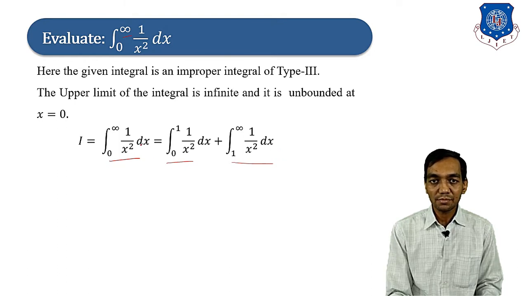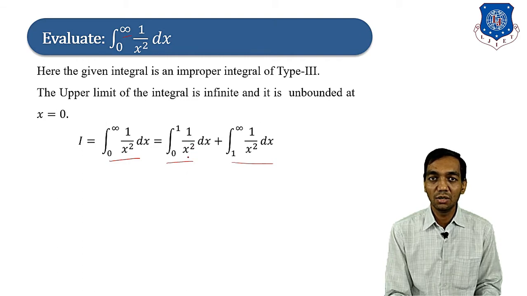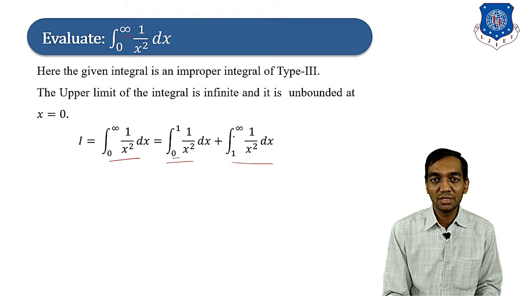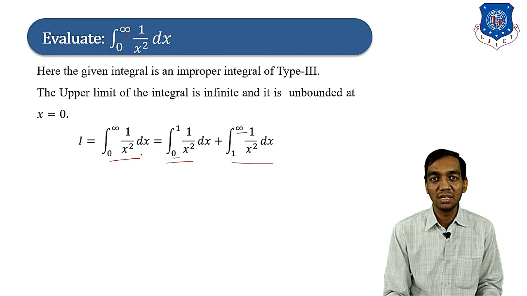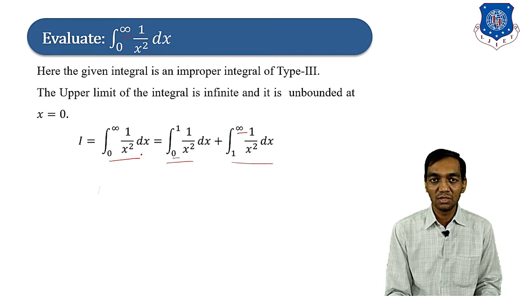Now see, here the first is an improper integral of type 2 because limits are finite and the function is discontinuous at the point 0. And second, here the function is continuous everywhere but the limit is infinite, so this is an improper integral of type 1. So you have to evaluate both separately, and if both are convergent, then the addition is also convergent. That means the original integral is also convergent.